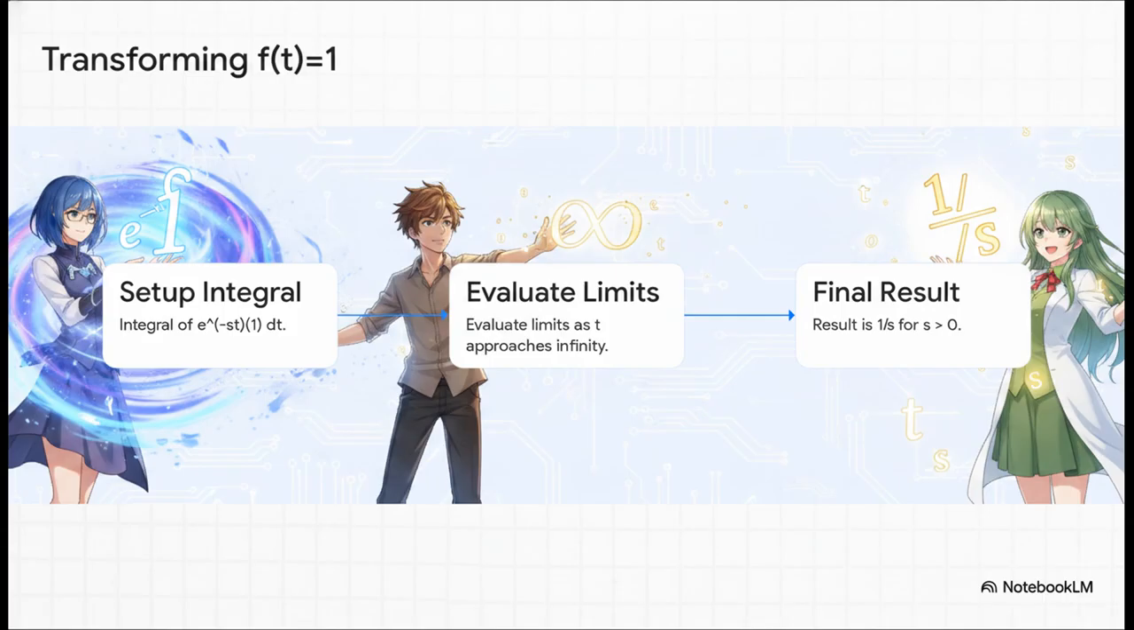So we input a simple constant function of 1 right into the plant. We integrate it against our solvent, e to the negative st. Next, we evaluate those limits as t approaches infinity. Now, because we assume s is strictly greater than 0, that upper limit term just goes right to 0. Subtract the lower limit, and out pops this beautifully simple result, 1 over s.